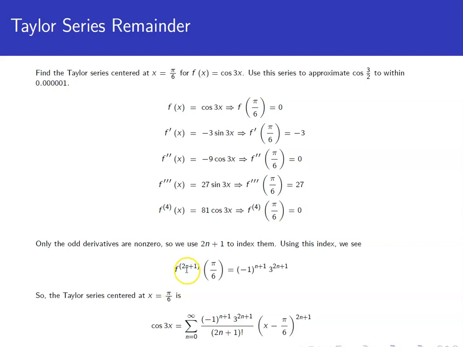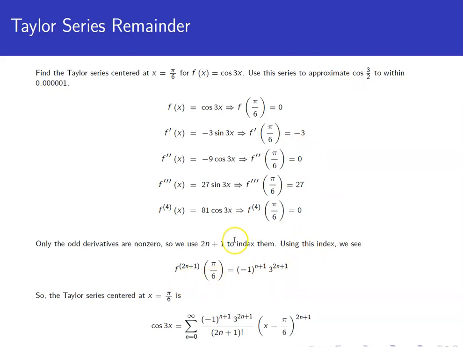So the 2n plus first derivative at pi over 6 will be negative 1 to some power. We said we started off negative. So when n is 0, we want to get a negative 1, which means I need to do an n plus 1, or an n minus 1 would also do the trick, either or. But the reason why we're doing n plus 1 is because the first one is negative, and then the 3 to the 2n plus 1, because we've already observed that these are the odd powers of 3 that we're getting.